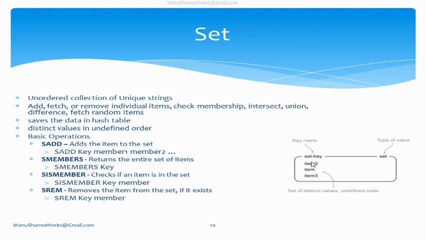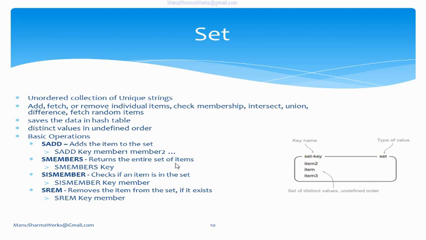And since it is a set, we can use different set operations in the set data type, like intersection, union, and difference between two sets, and other operations similar to a list. Here the values saved in the set are called members. In this case there are three members, item 1, item 2, and item 3.